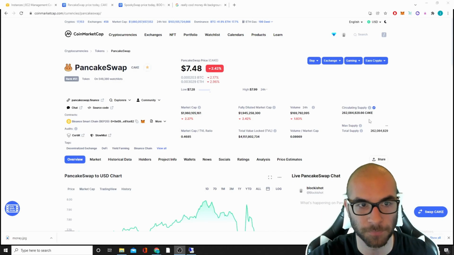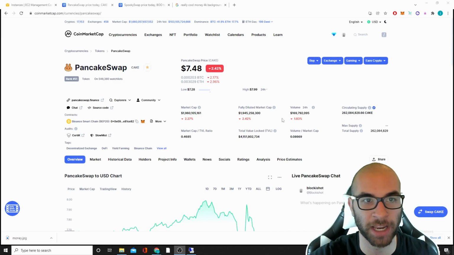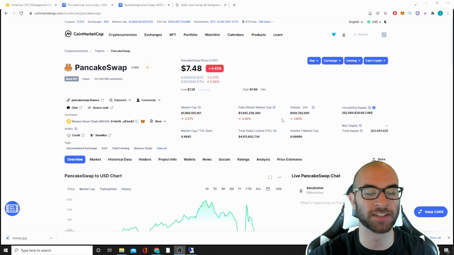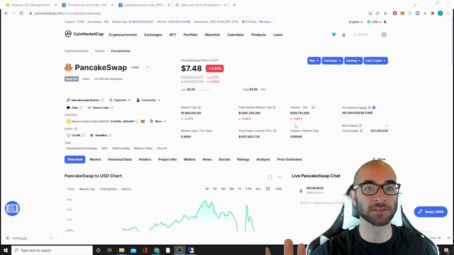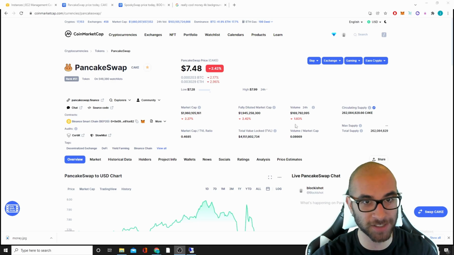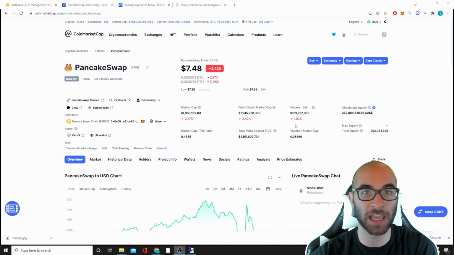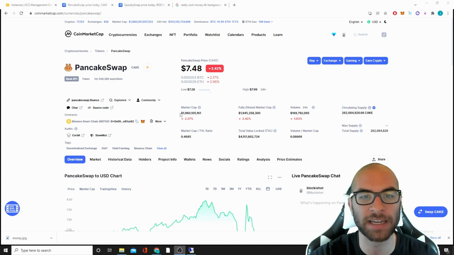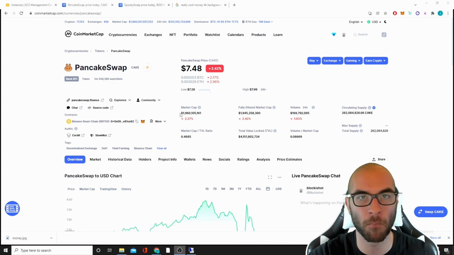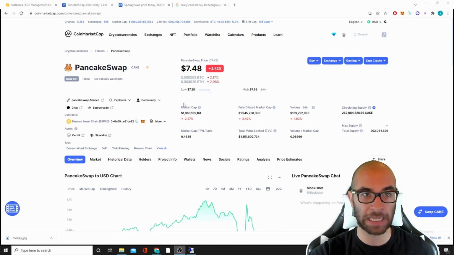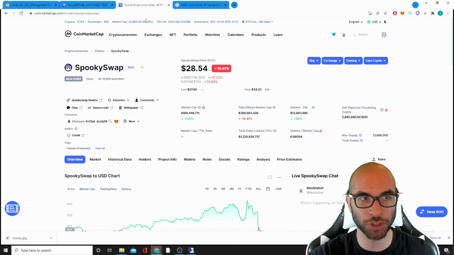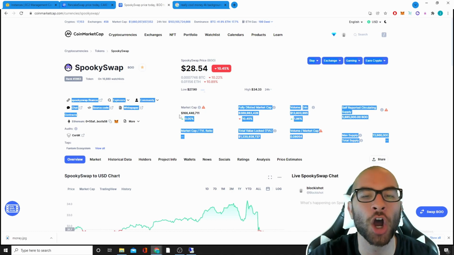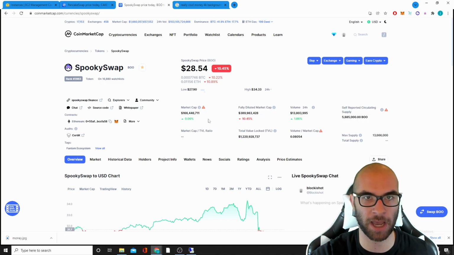Look at this, guys. The largest decentralized exchange on Binance Smart Chain is none other than Cake. And by the way, Binance Smart Chain has twice as many projects as Fantom does, and a lot more decentralized exchanges. It is sitting at a 1.96 billion market cap, pretty much 2 billion. The largest exchange on Fantom is SpookySwap with only 166 million market cap.